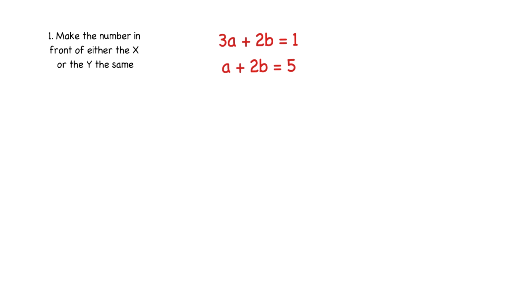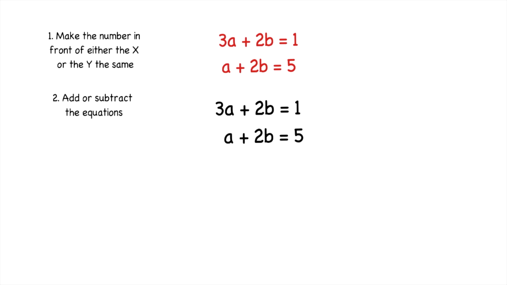We want to make the number in front of, this time the a or the b, the same. We don't have the same number in front of the a, but we do have the same number in front of the b. Next, I'm going to either add or subtract my equations. I'm going to subtract them because that's the only way to get less than before. So 3a take away a is 2a, 2b take away 2b is nothing, and 1 take away 5 is minus 4. Now I'm going to solve my equation.